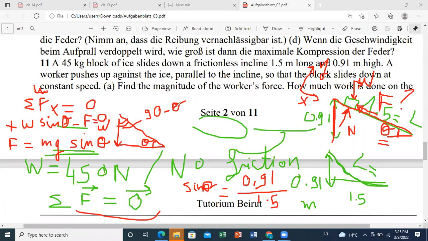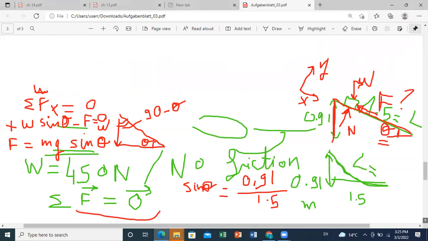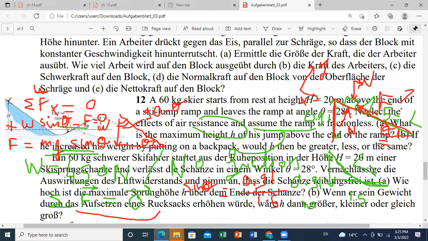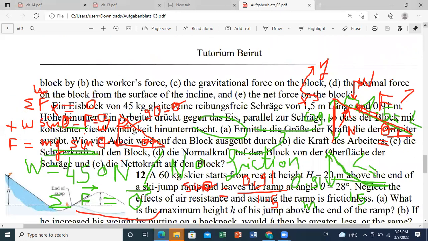Now, the second question is to find the work done by the worker on the block. Okay. So here we have several forces. We need to find first the work of the worker's force, then the work of the gravitational force and the work of the normal force. And at the end, they are asking to find what is the net work on the block. Okay. So of course here you can expect what will be the net work.